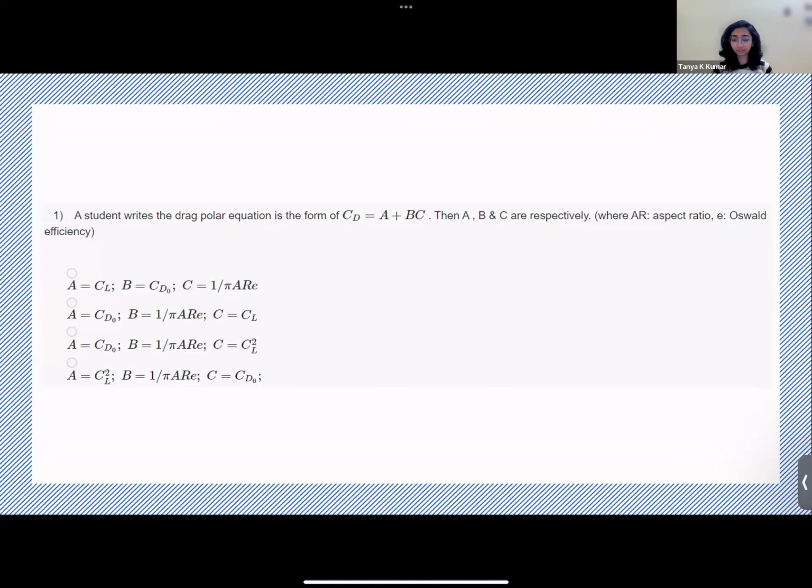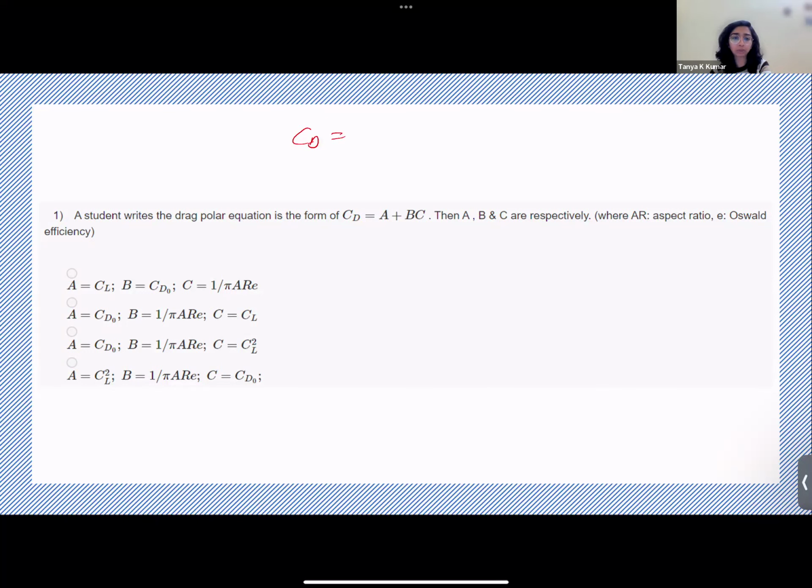You've all done the assignments, right? It's a very straightforward question. Which one do you think is the right answer? What is the typical drag polar equation? CD equal to? What is the drag polar equation? Option C. Okay, so let's just write out the drag polar equation.